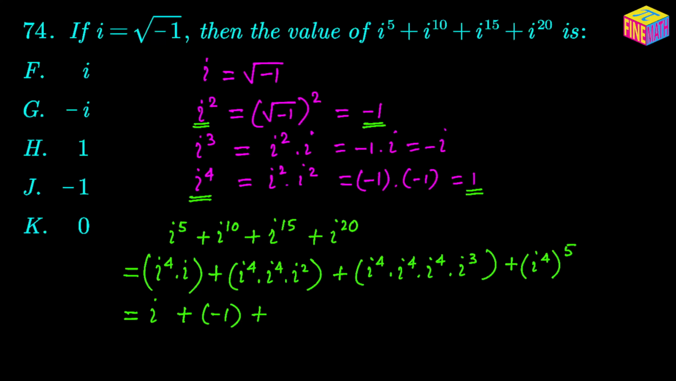Plus in the third parenthesis, we have iota to the power 4, iota to the power 4, iota to the power 4. Those are all positive ones, but iota cubed is negative iota. So for the third parenthesis, we get a negative iota. And for the fourth parenthesis, we get 1 to the power 5, because iota to the power 4 is +1, so that is 1. Finally we have iota, then -1, then negative iota, and +1. The positive iota and the negative iota cancel each other, and the -1 and the +1 also cancel each other. So we are left with a value of 0, and that is our answer.